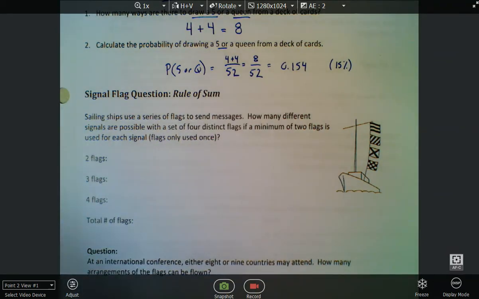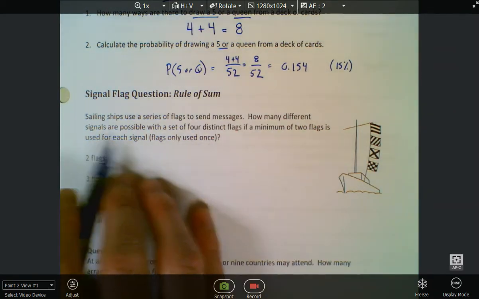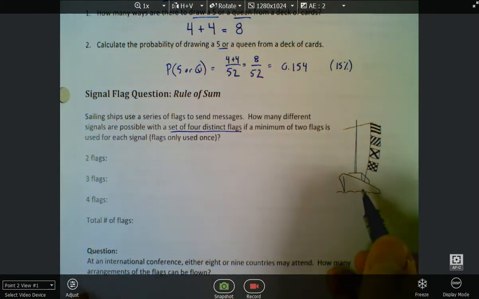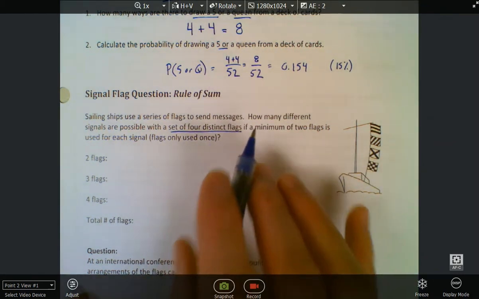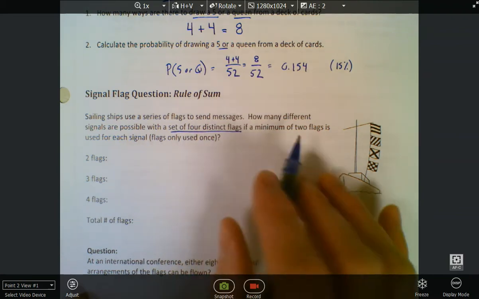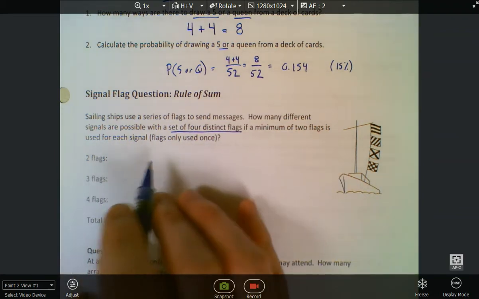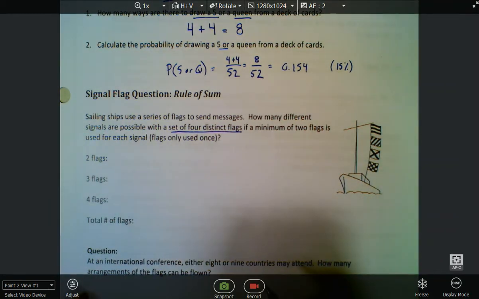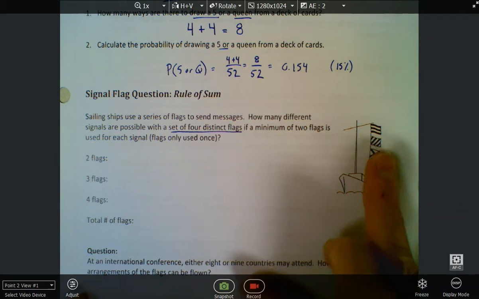So if you have, there's 4 signal flags here, and it says here how many different signals are possible with a set of 4 distinct flags. So here's 4 distinct flags, for instance. And the question is, you must have a minimum of 2 flags for each signal, okay? And you can only use the flags once since there's only 4. So you really have an option of using just 2 flags.